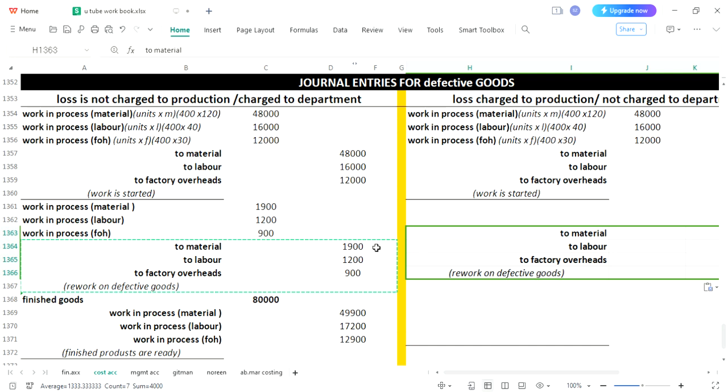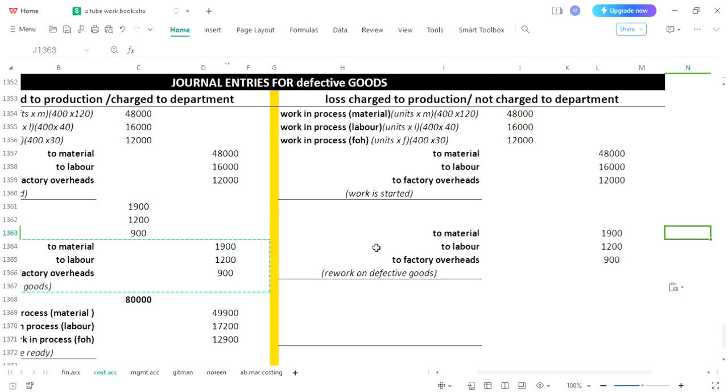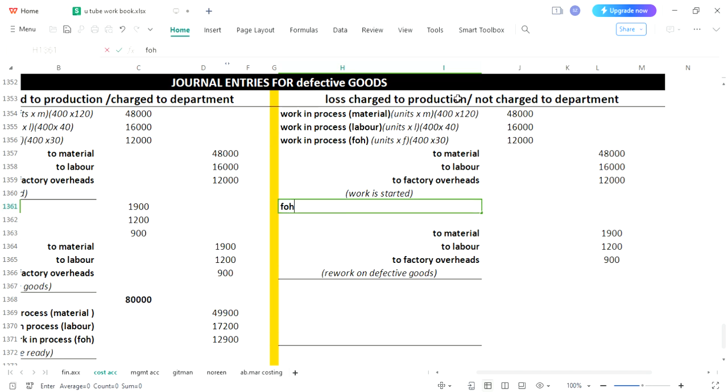Have you understood? Look here, amounts are still the same, 1900, 1200 and 900. Everything is the same except for the debit side. When you charge loss to the production, a new word will be introduced, and that is FH. The amount of FH is still not present, but the rule is similar. Debit side and credit side will always be equal.